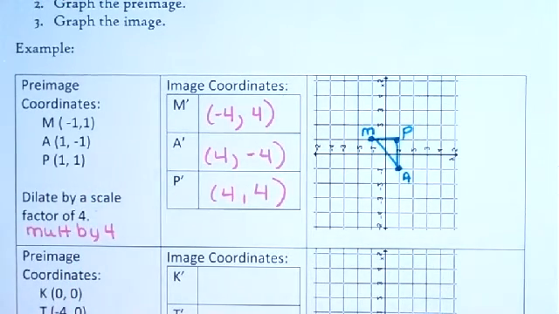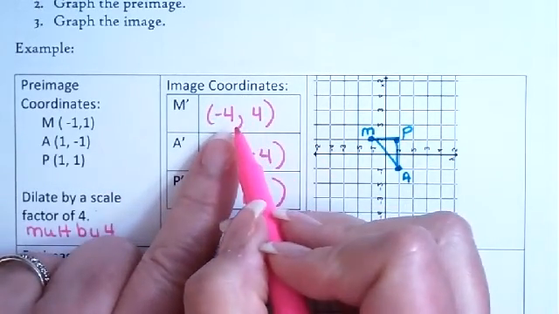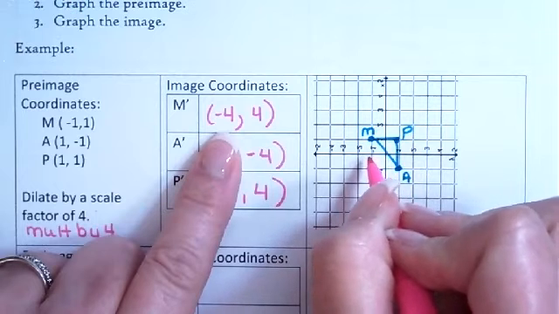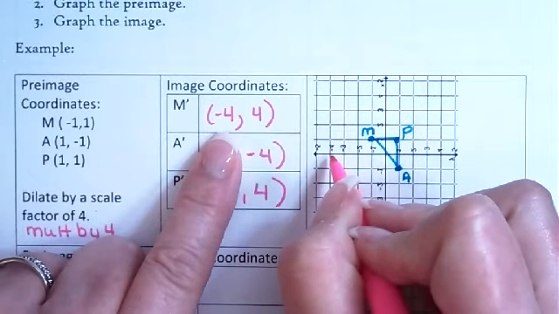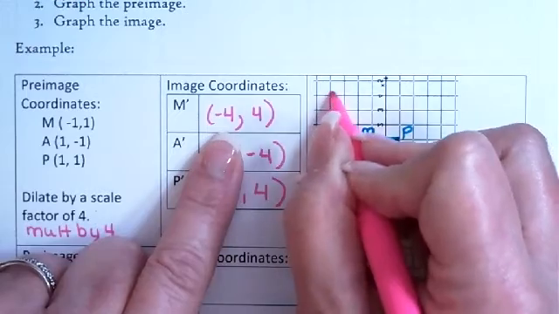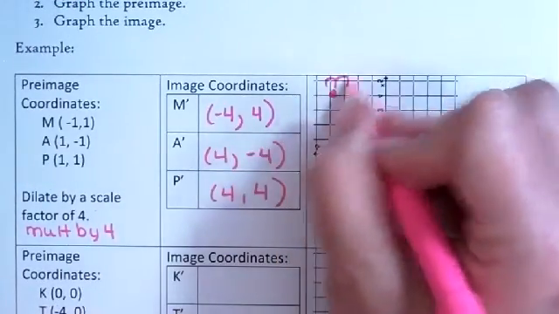Now, that's my pre-image, that's what I'm starting with. Now, my image I got by multiplying by 4, making it 4 times taller, 4 times wider. So let's see if that looks like that's true. M prime is at negative 4, positive 4, so that's to the left 4. 1, 2, 3, 4, and up 4. 1, 2, 3, 4, right there. Now, that's M prime.